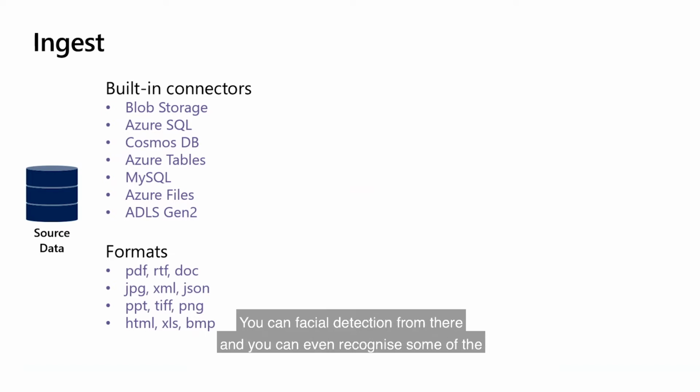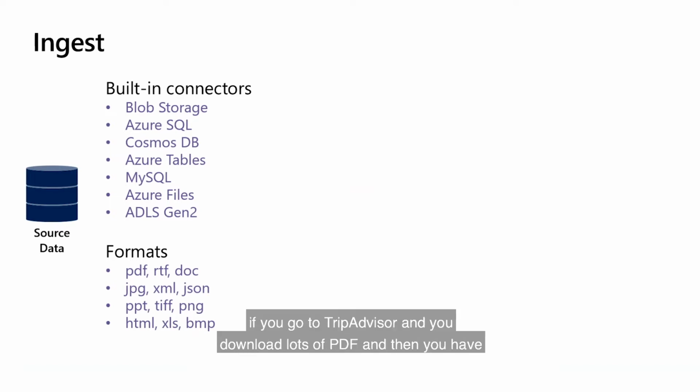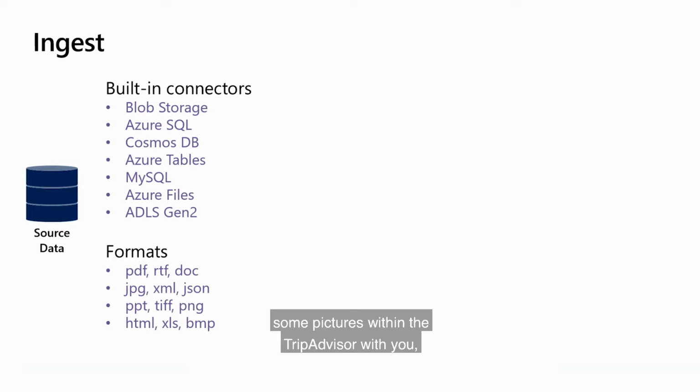You can do facial detection from there, and you can even recognize some of the landmarks from those pictures as well. So say for example, if you go to TripAdvisor and you download a lot of PDFs, and then you have some pictures within the TripAdvisor reviews, you can identify those landmarks within the photos as well, because it's integrated with our AI knowledge base.